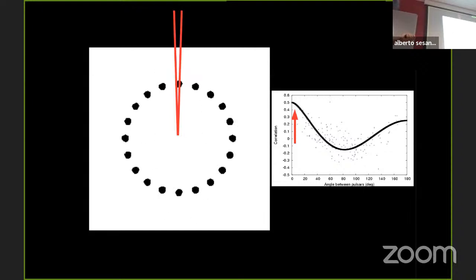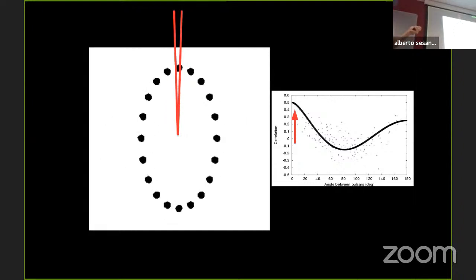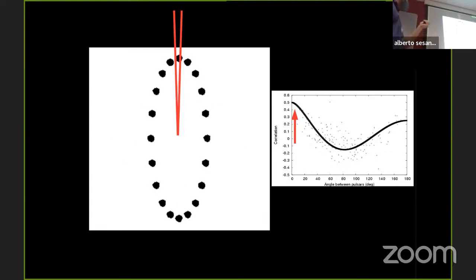Suppose here is the Earth, and here are two pulsars. If there is a gravitational wave passing by, and I'm looking at the two pulsars in the same direction, when space is stretching in the direction of one pulsar, it's stretching also in the direction of the other pulsar. So you expect the delays, the time residuals, to be positively correlated.